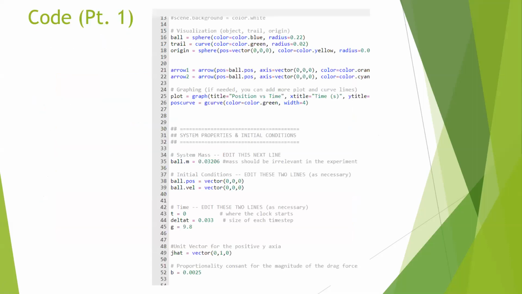So here is the code that was shown. So if you look here, delta t, the time step, was 0.033 seconds, and g was defined as 9.8 meters per second squared.